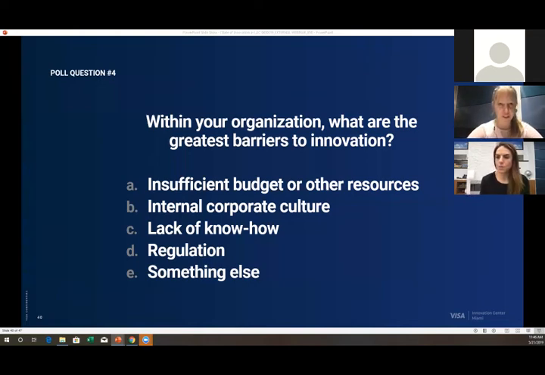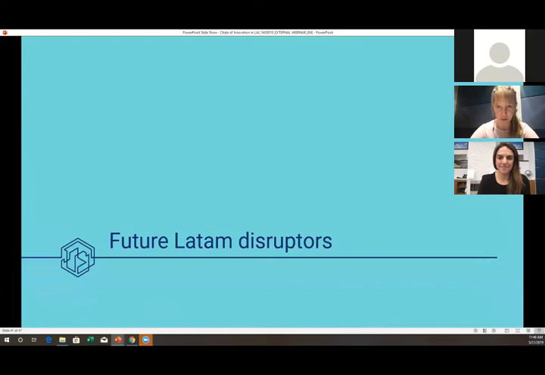Okay. Be curious to see the responses here. Okay, let's take a look. Okay, not surprising is insufficient budget or lack of other resources, 44% of respondents, followed by internal corporate culture that may not support innovation at 37%. Regulation is only at 14%. That's also interesting. Excellent. Okay, thank you.